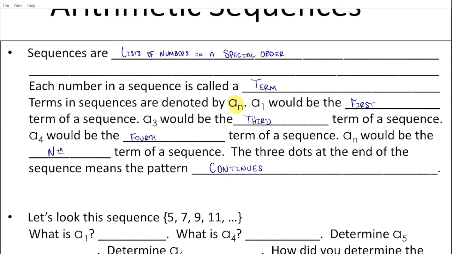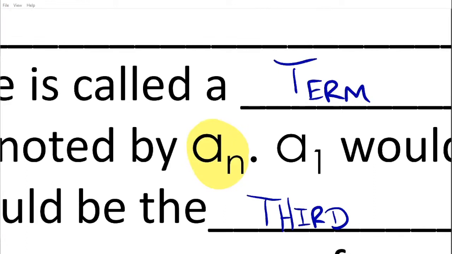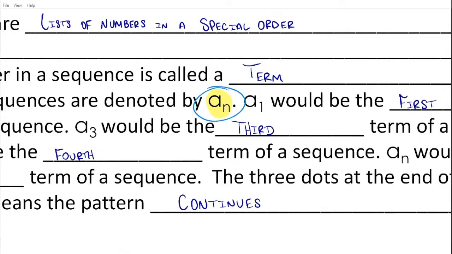Each number in that sequence is going to be called a term. And then the terms of our sequence are denoted by a sub n. So this little a sub n right here is our terms. And they say a sub n because they can substitute whatever number they want for n.